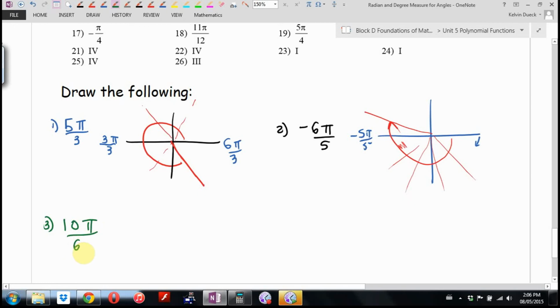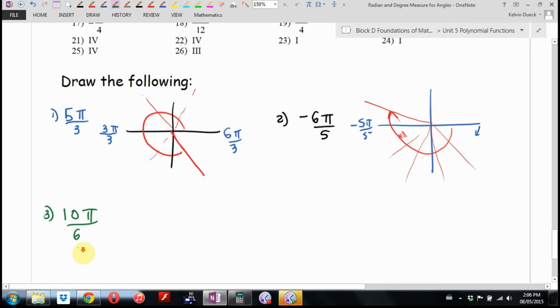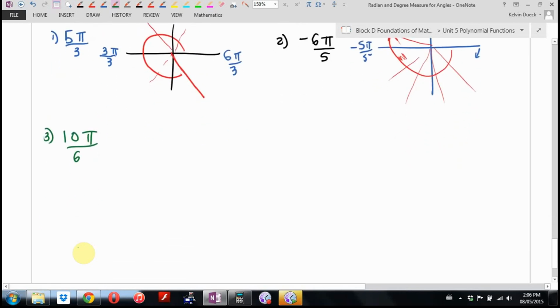Ten pi by six. What's my denominator? I'm going to call this 6 pi by six. By the way, what would all the way around be? Two of those. What would 2 6 pi by sixes be? 12. What angle did they give me, Mackenzie? I think I'm going to be close to the 12.